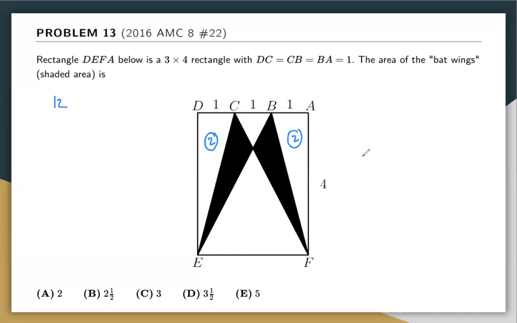And after this point, another thing we can easily see is that CEF is a triangle.